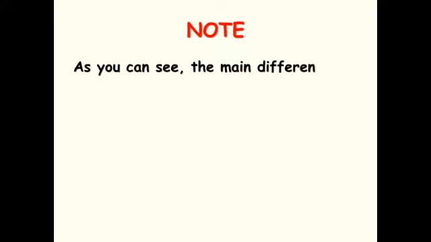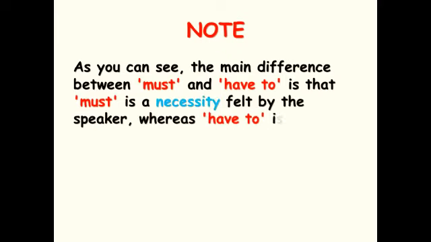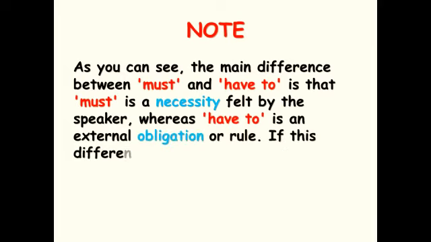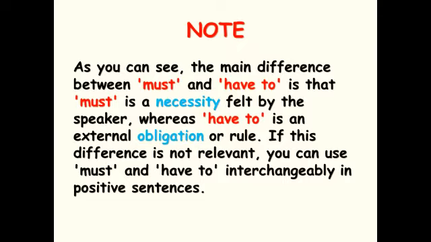Please note, as you can see, the main difference between must and have to is that must is a necessity felt by the speaker, whereas have to is an external obligation or rule. If this difference is not relevant, you can use must and have to interchangeably in positive sentences.